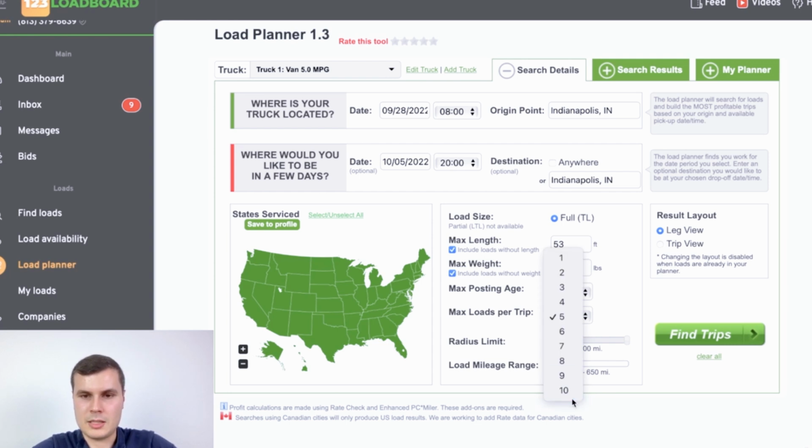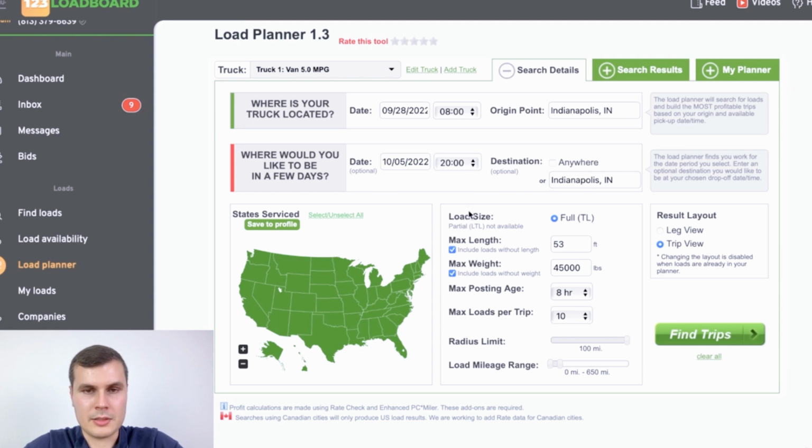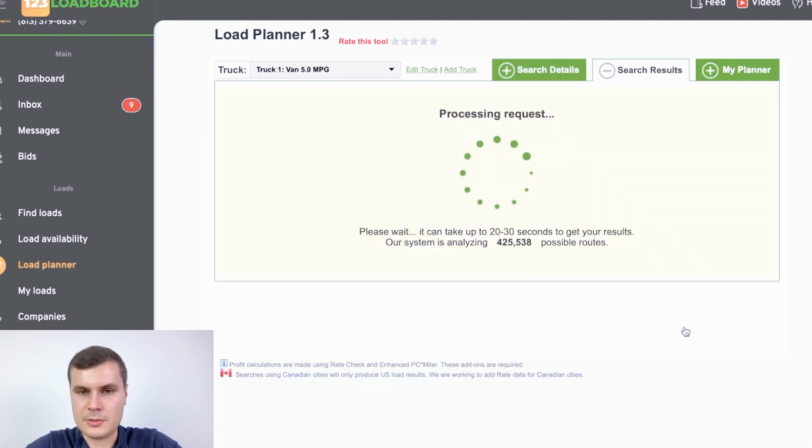Let's just do it here, maximum loads per trip. 10, because anyway the largest or the longest load it will show me is actually 650 miles. And then I can either do the leg view and choose each load individually, or I can do a trip view. So this will actually build a whole trip for me. Okay, let's check what we've input. 1 week. Let's find trips.